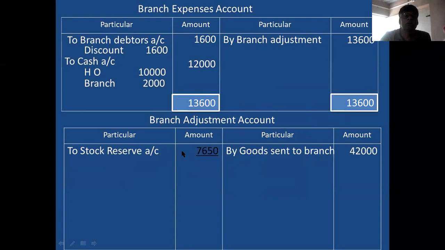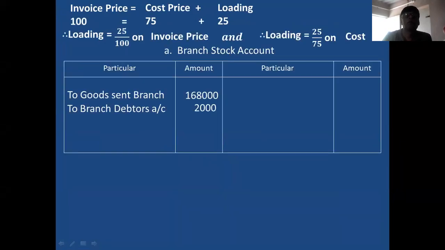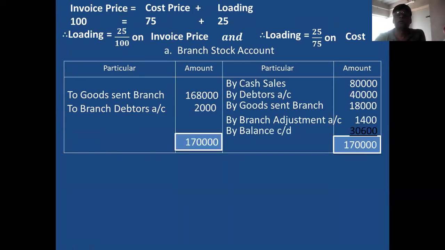Okay, you see here, 7,650 is the loading on closing stock. You see it clearly in the account. On 1,68,000, you have to calculate 25 by 100. This loading on 1,68,000 goes to the credit side of the adjustment account.